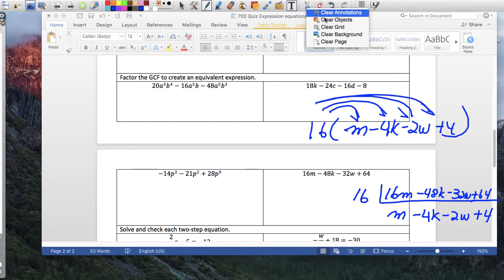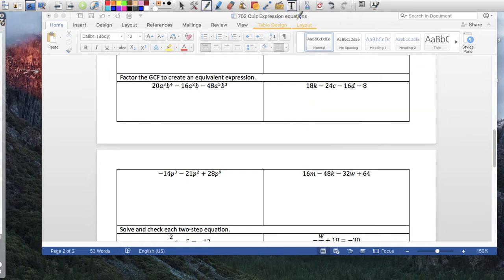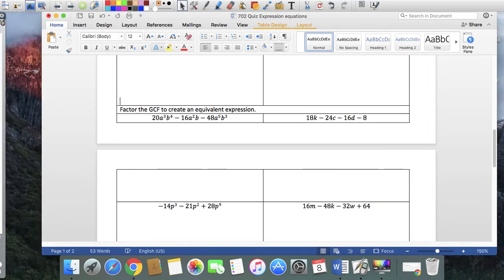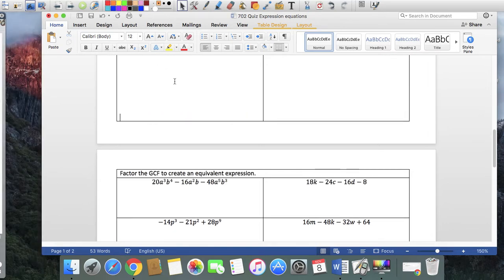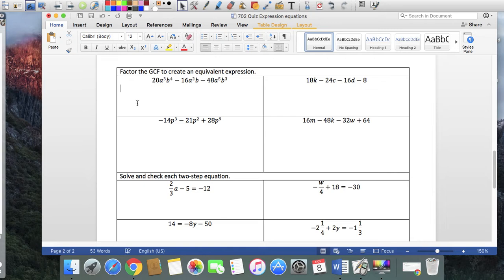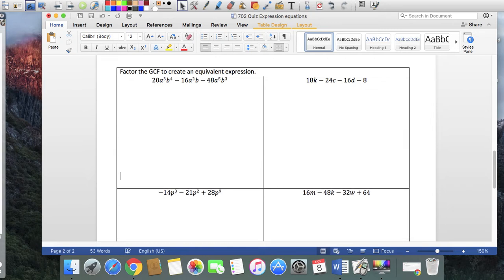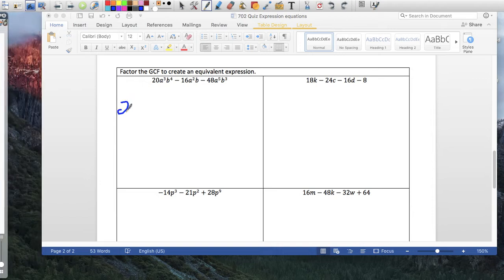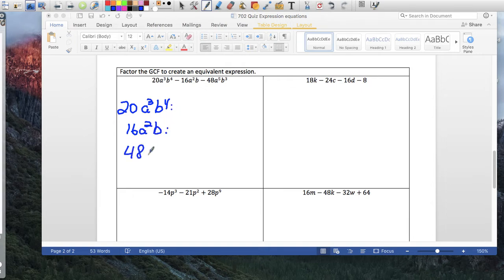Now, this one I'm going to do two ways. The first way I'm going to do is 20a^3 b, minus 16a^2 b, and the last one is 48a^5 b^3. So I'm going to expand each one.